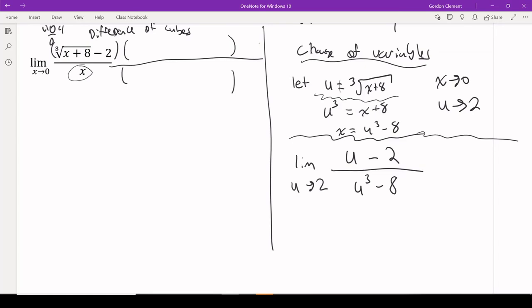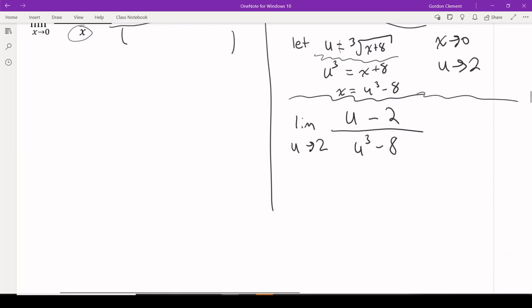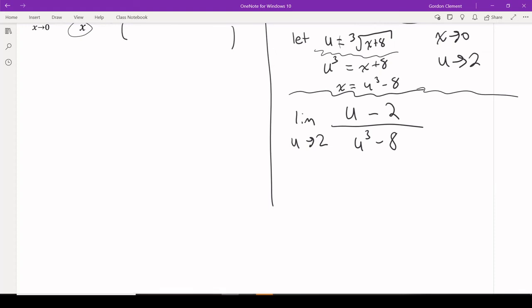It's crazy. I totally admit that this is a crazy concept. Now, if I plug in 2, what happens in this limit? Still get 0 over 0, and that's a good sign because we haven't done anything. We've just rewritten it with different variables. It should be exactly the same still, so that's a good sign.